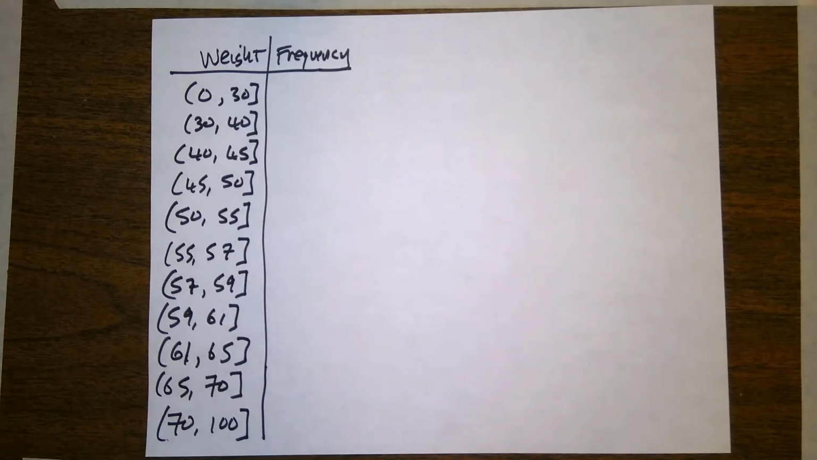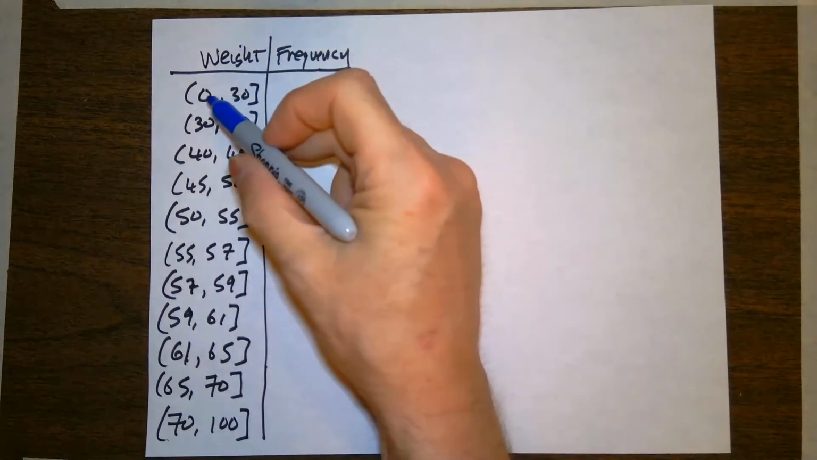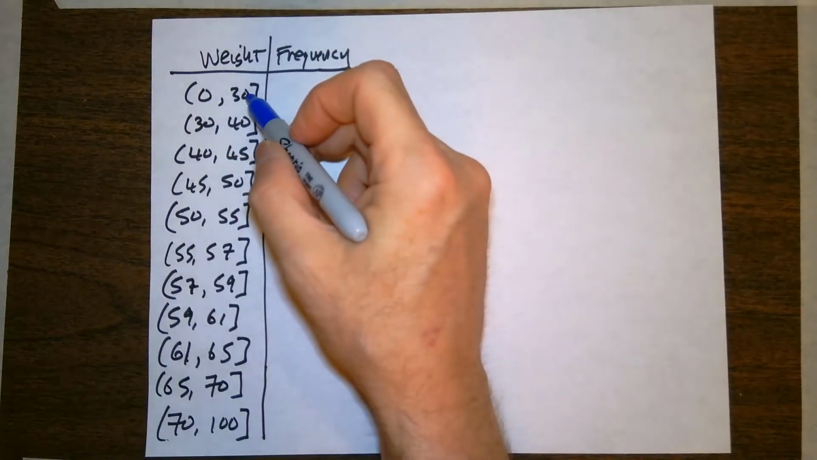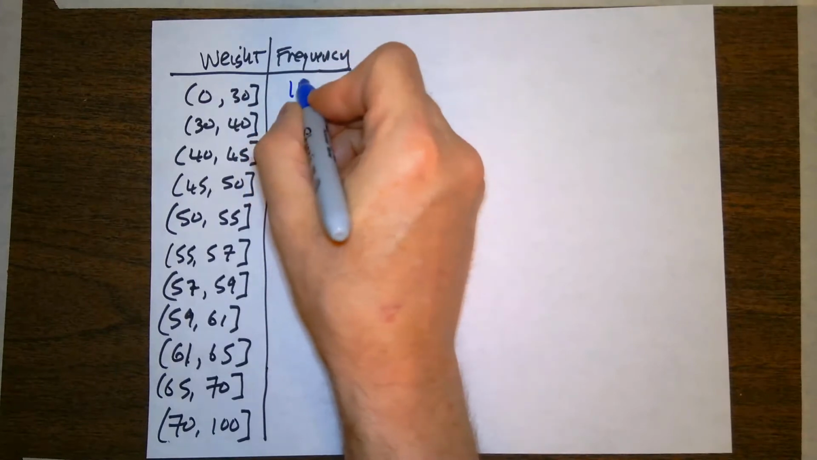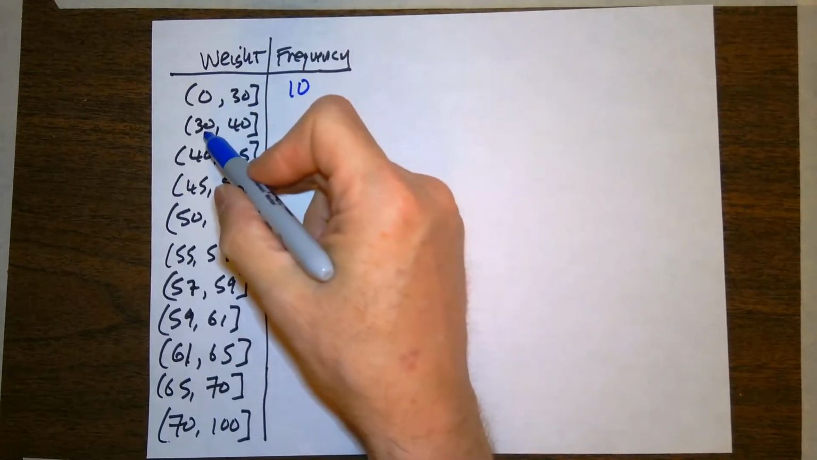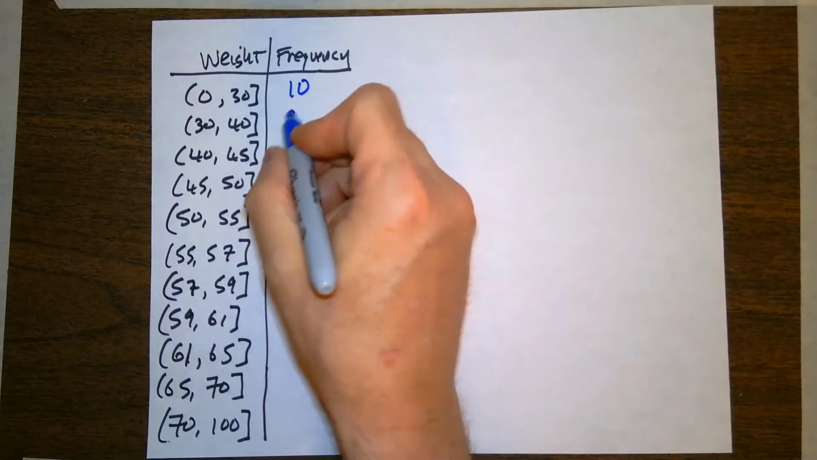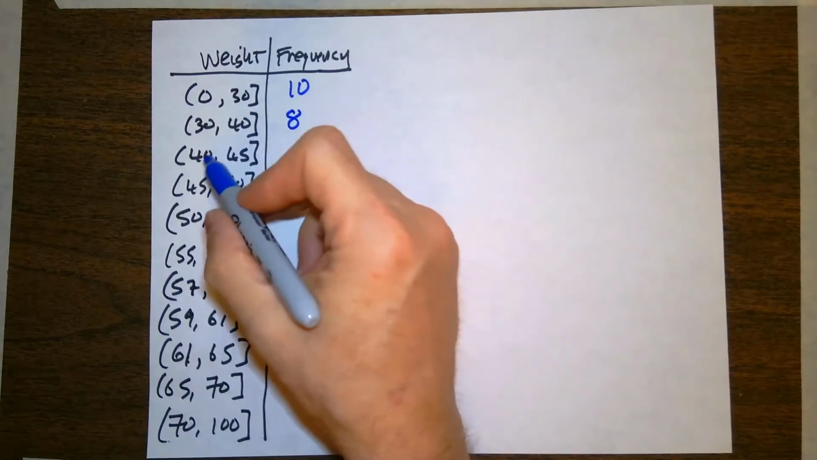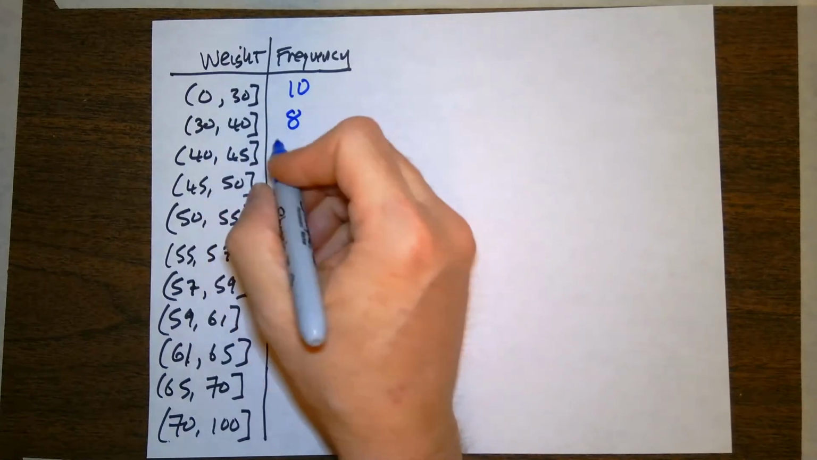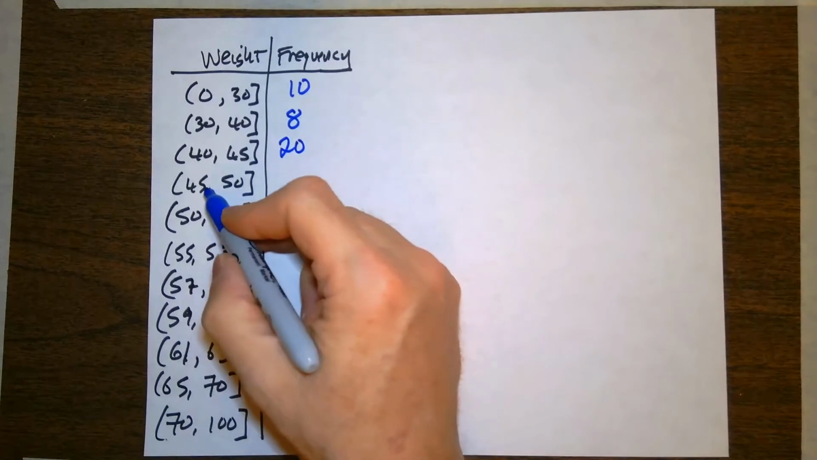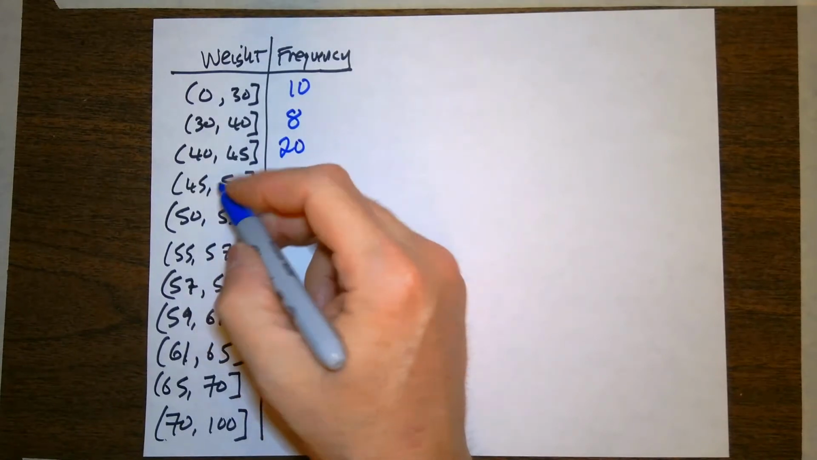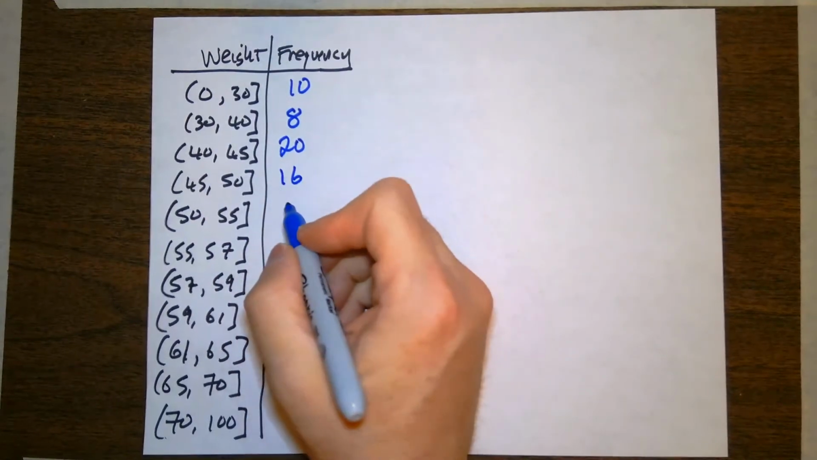All right, so the next point would be a lot of work. We'd have to go back. How many fish are greater than 0 and less than or equal to 30? There were 10 of them. How many were greater than 30 and less than or equal to 40? There were 8 of those. Greater than 40, less than or equal to 45, there were 20 fishes. Greater than 45, less than or equal to 50, 16 fishes.